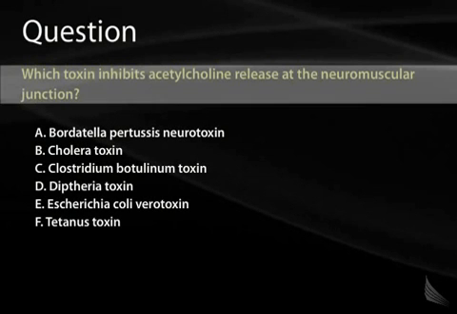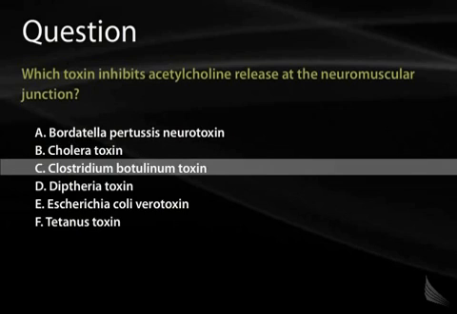Question. Which toxin inhibits acetylcholine release at the neuromuscular junction? I'm sorry, but this one you just have to know cold. Botox is so popular and so frequently tested, you just have to know what it is. The answer is C, Clostridium botulinum toxin.